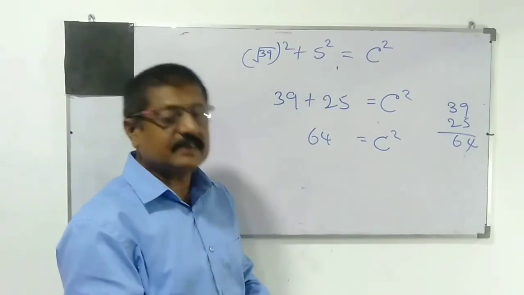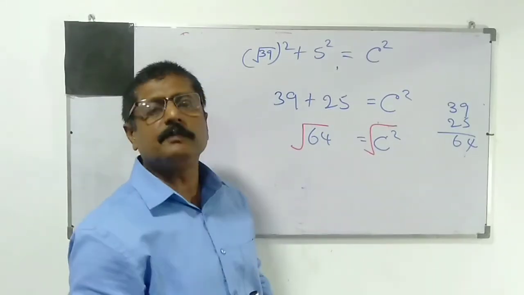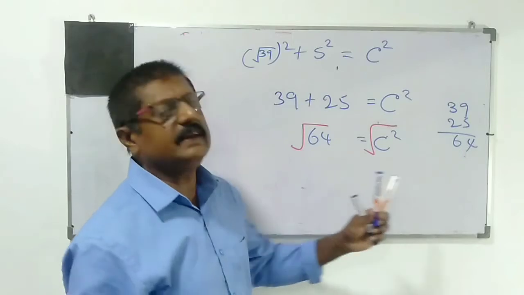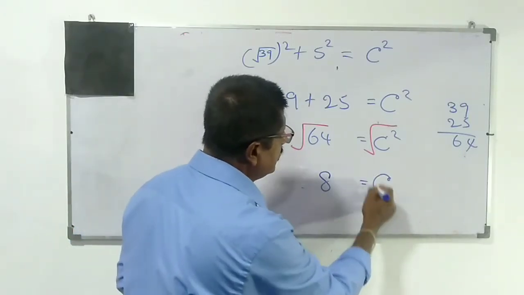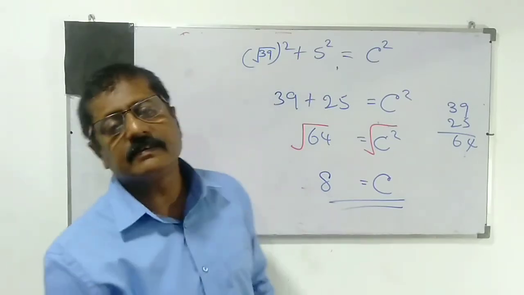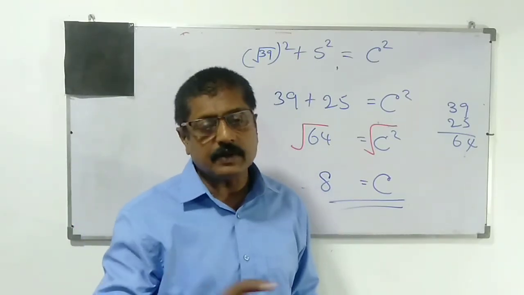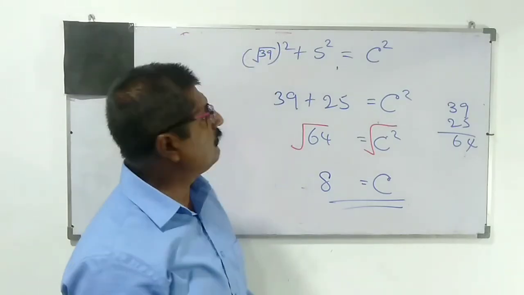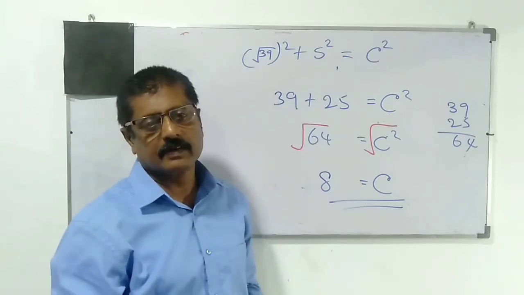Now you know 64 is a perfect square. Take the root of both sides. If 64 equals c squared, the root of this side equals the root of the other side. This is 8, this is c. Now c equals 8. Like this you can find that length even if one length comes in this manner. That is another thing. Right.